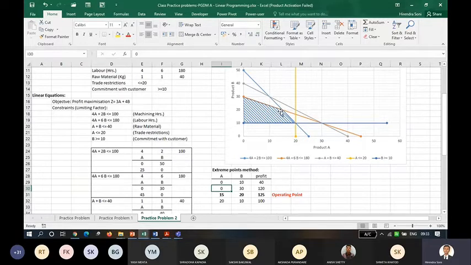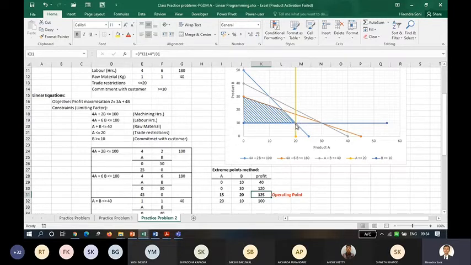120. Now the third point is this, where A is 15 and B is 20. I hope you remember we saw it using the smaller grid lines. We will put that value into Z. So 3 into 15 plus 4 into 20 gives me 125. So this is the highest value till now.